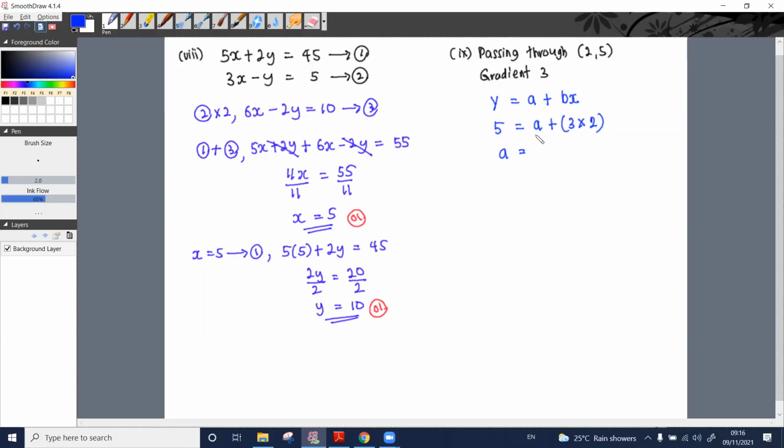Take this 6 to the other side. So the value of a should be equal to minus 1. Therefore, what should be the equation of the straight line? Y equals minus 1 plus 3x. So this should be your final answer, not this one, right? This should be your final answer.